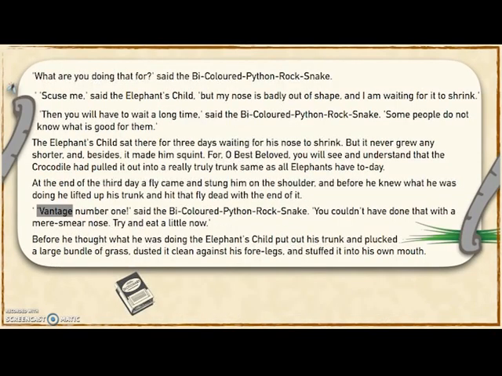"What are you doing that for?" said the bicoloured python rocksnake. "Excuse me," said the elephant's child, "but my nose is badly out of shape, and I'm waiting for it to shrink." "And you'll have to wait a long time," said the bicoloured python rocksnake. "Some people do not know what is good for them."